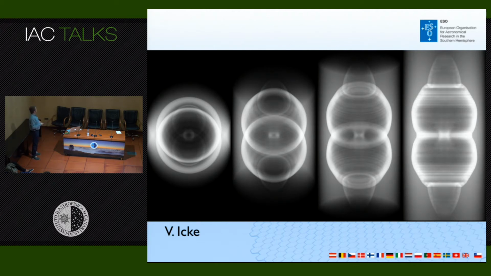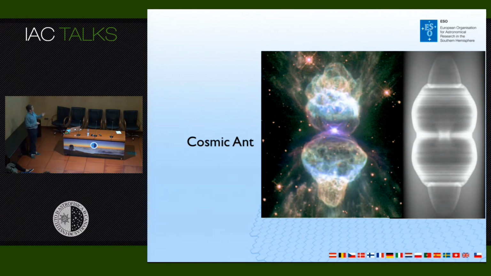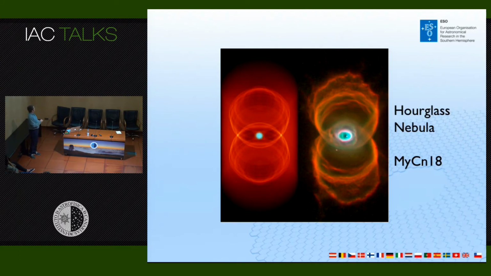And when you look at that, well, you can see that indeed this would represent very nicely the Cosmic Ant, which is one example of the planetary nebula, while the same model, but seen at a different inclination, would explain the Hourglass Nebula.